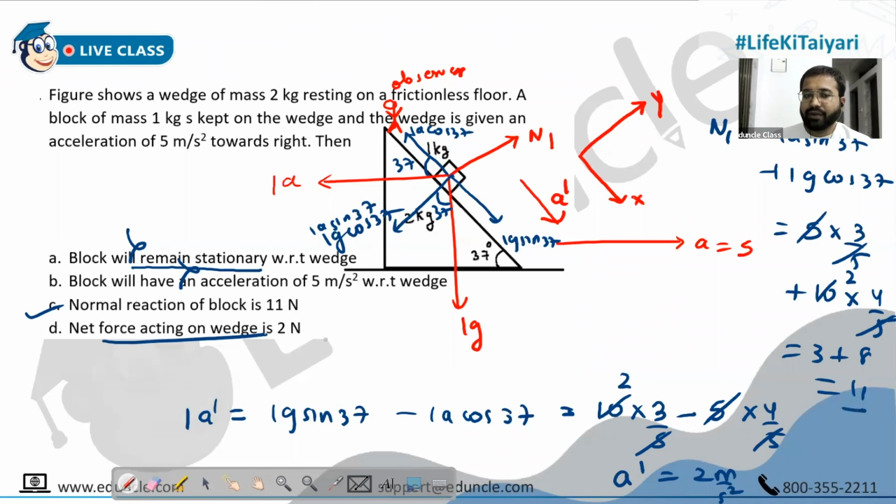That is again the same 11 Newton. But they have mentioned 2 Newton, so that's wrong. The answer is just option C. That's it. Take your time, go through this. Ask me if you have any questions.